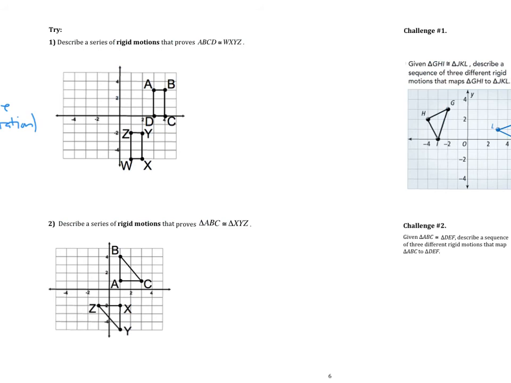Please try numbers 1 and 2 by describing a series of rigid motions that prove that rectangle and those triangles to be congruent. Check your answers with the answer key found in the folder.